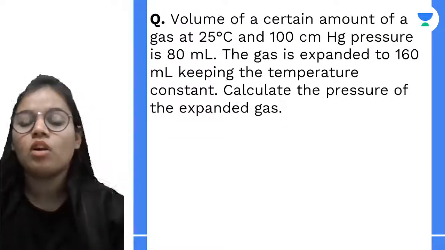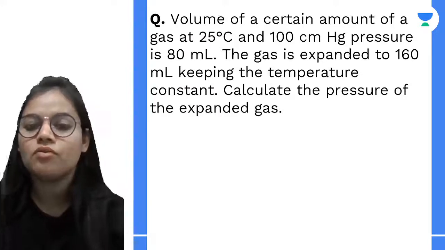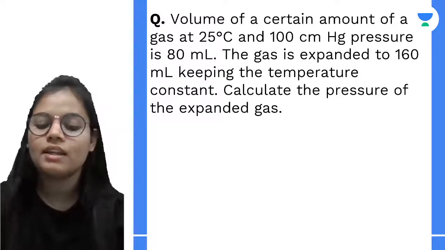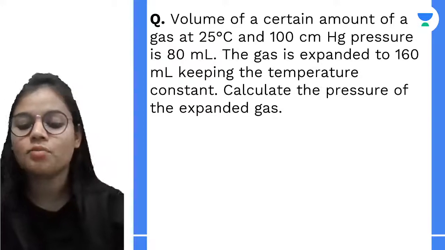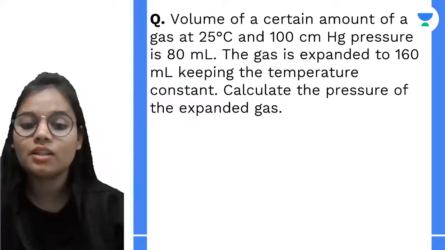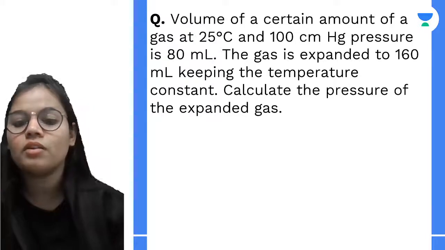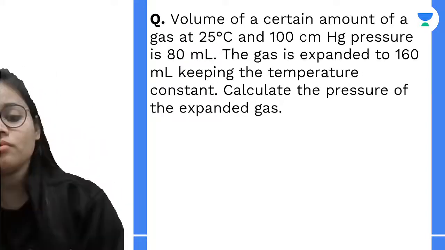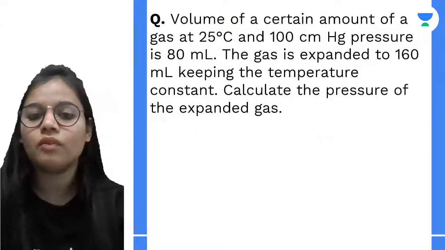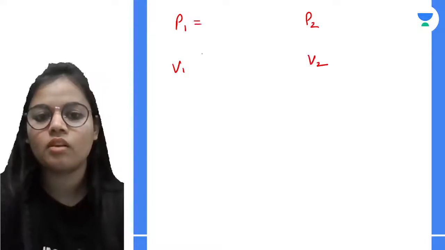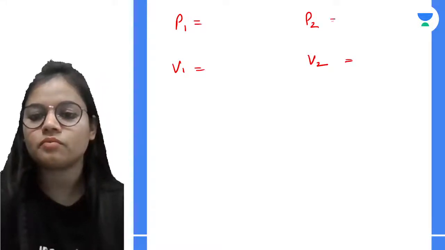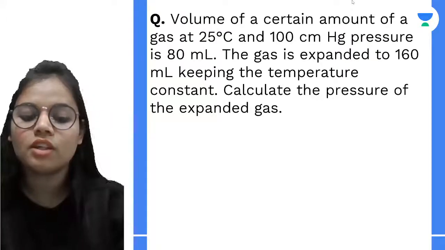The volume of a certain amount of gas at 25 degrees Celsius and 100 centimeter of mercury pressure is 80 milliliter. The gas is expanded to 160 milliliter, keeping the temperature constant. Calculate the pressure of the expanded gas. Now let's see what values are given. Let's write all the values which are given to us.